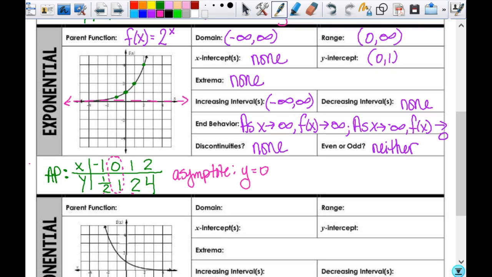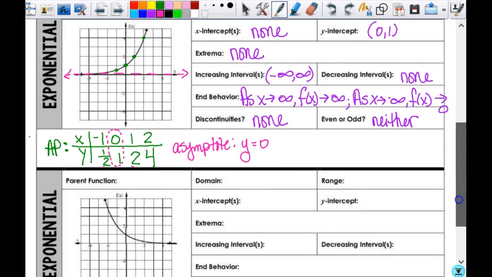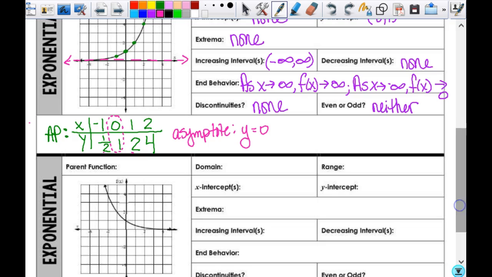Now look at the next one. It says exponential also. So how are these different or the same? Okay, good. So the power of negative x. How are they different graphically? What happens to this one to get this one? Okay, it flips, which, what's our big boy and girl rule for flipping?